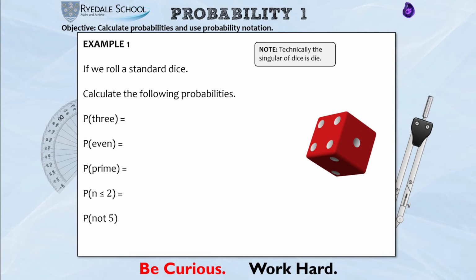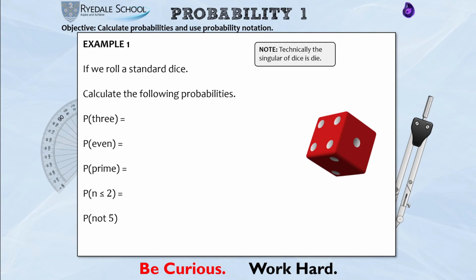So I want you to imagine that we have a standard dice, and a standard dice means it is fair. Every single outcome on that dice is equally likely, it has the same chance. And it says calculate the following probabilities, and it then says P and then in brackets 3. What that is, is your probability notation that I'm talking about. P standing for probability, and then what is written in brackets is what it is that you are finding the probability of.